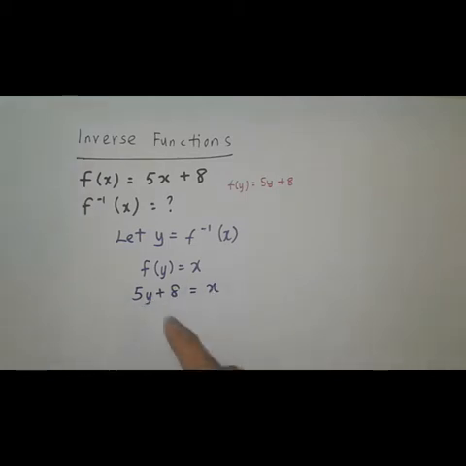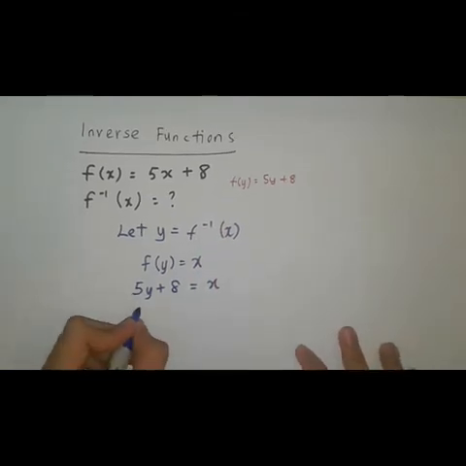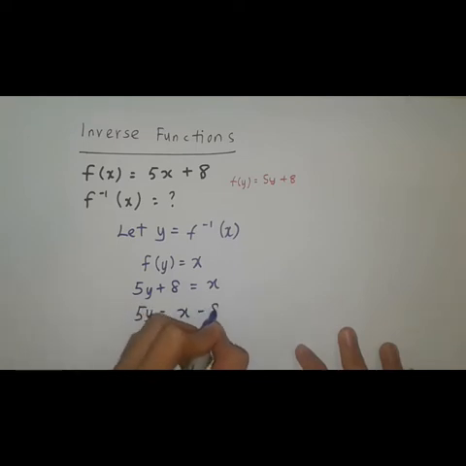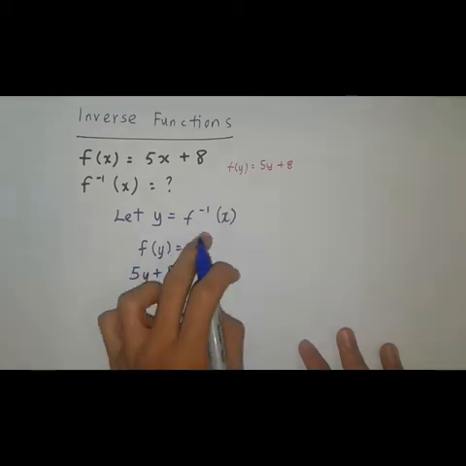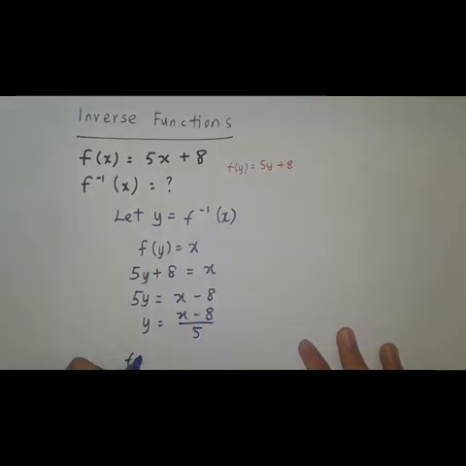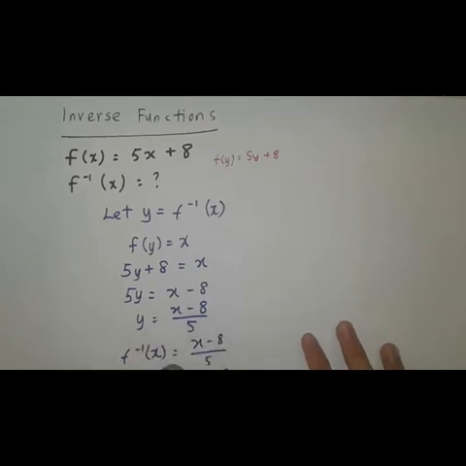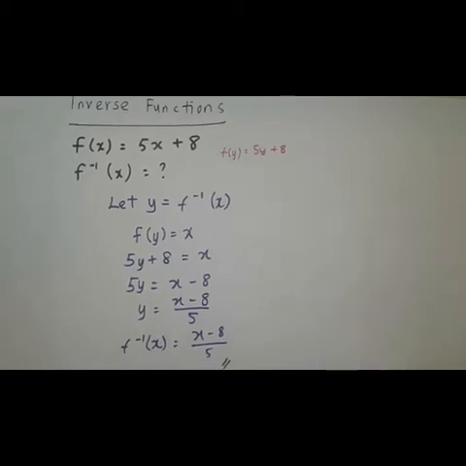Now we have to make y the subject, meaning y has to be on the left hand side, because our aim is to find f inverse x. So we will do the simple algebra. 5y equals x minus 8, y equals (x minus 8) over 5. So what is y? y is f inverse x. Therefore, f inverse x is (x minus 8) over 5. This is your answer. It's very simple if you remember and understand the steps to find inverse functions.